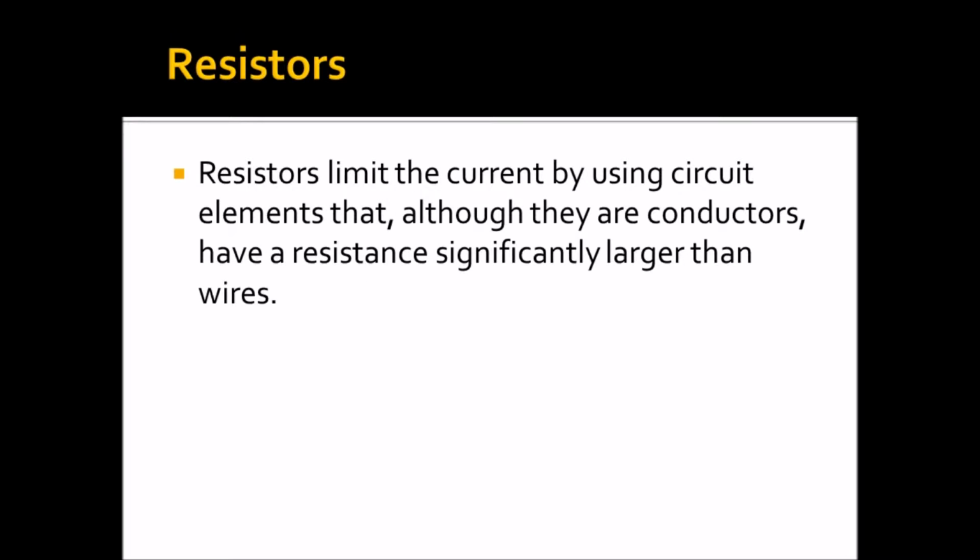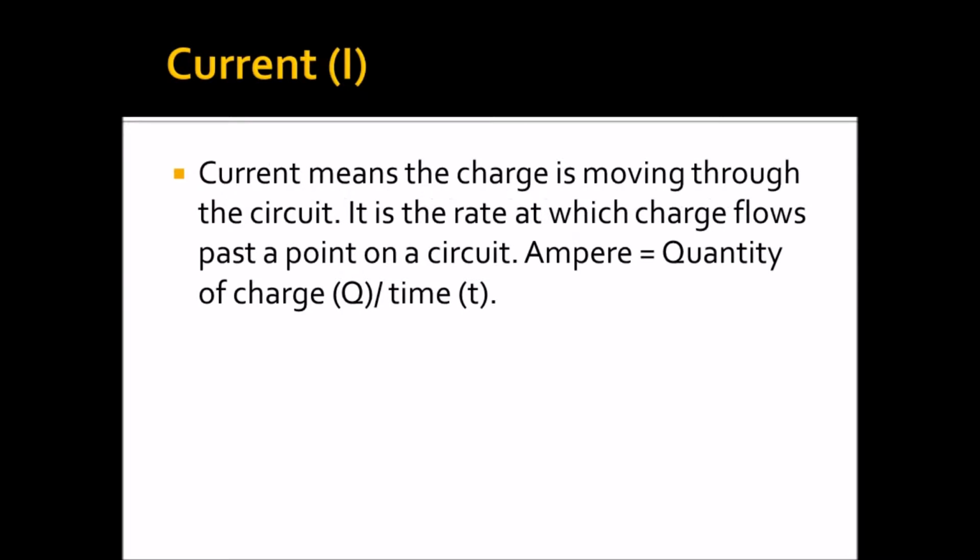Resistors limit the current by using circuit elements that, although they are conductors, have a resistance slightly larger than the wires themselves. Current, or I in Ohm's law, means the charge or the electrons flowing through the wires in a circuit. It is the rate at which the charge flows past a point on a circuit. It is measured in amperes, which is equal to quantity of the charge Q over time T.